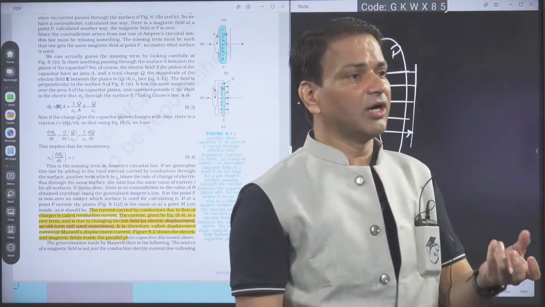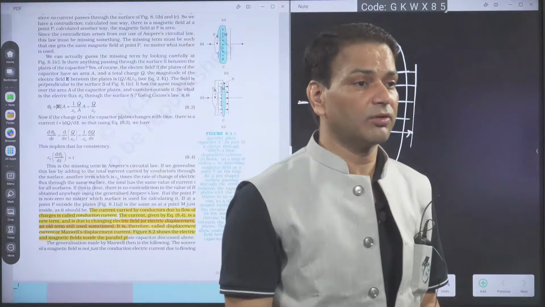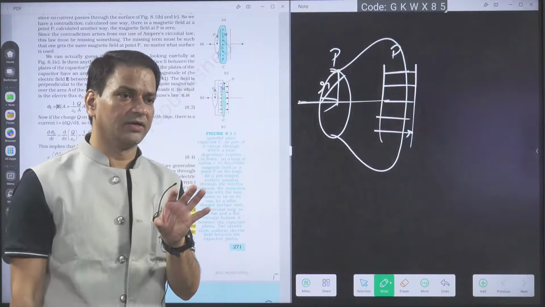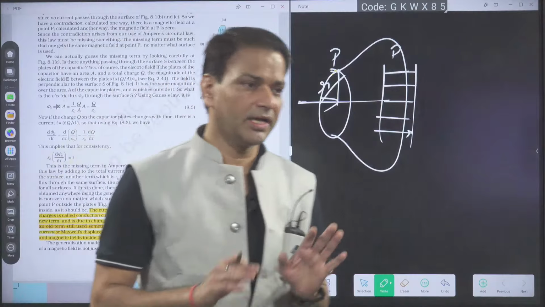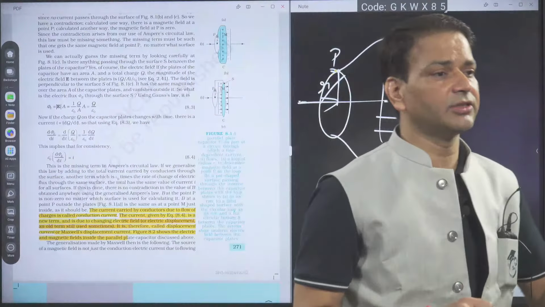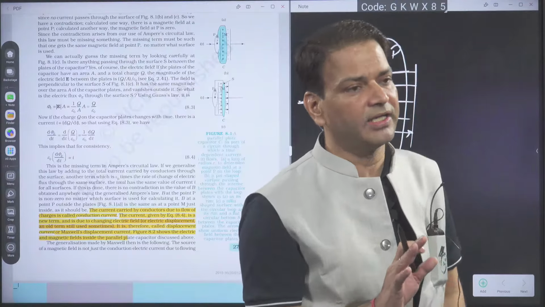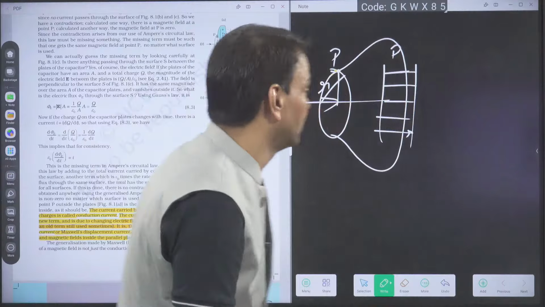What is the origin of the displacement current? What is the reason for the displacement current? Varying electric field. Everybody got it? So conduction current is due to the flow of charge and the displacement current is due to the varying electric field. Everybody got it or not?